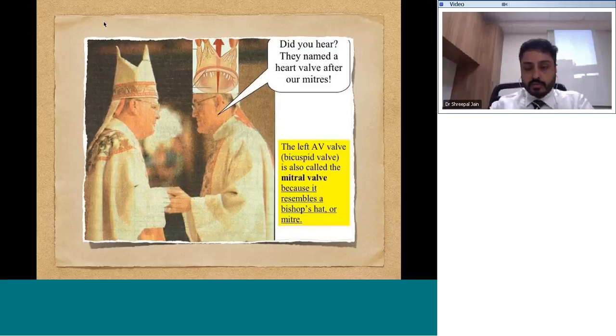So as probably most of you know, the name mitral is derived from the word mitre, which is nothing but a bishop's hat. If you look at a bishop's hat, if the mitral valve is placed upside down, it would resemble a bishop's hat, and that's how it derives its name.